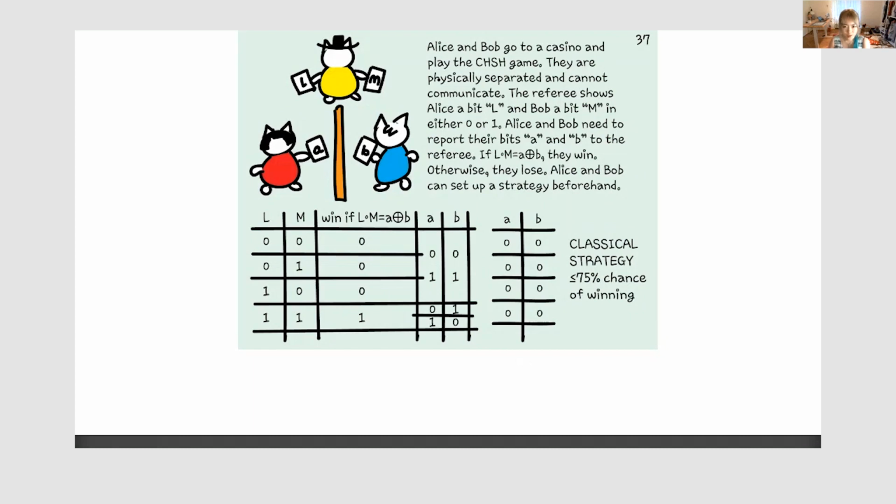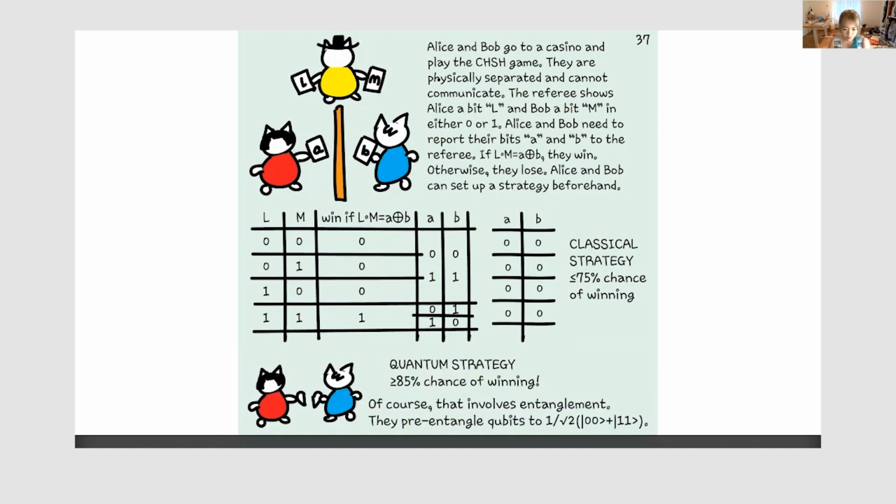Basically, if they are doing this classically, their strategy would be to make it a 70% chance of winning. But if you have a quantum strategy, you can win this more than 85% of the time. Of course, this involves entanglement, because you will have information embedded in the entangled initial state. Then you can have some correlation between your outputs.